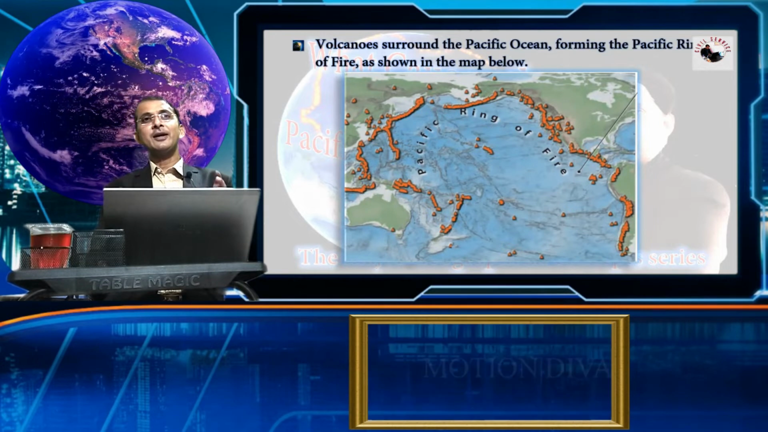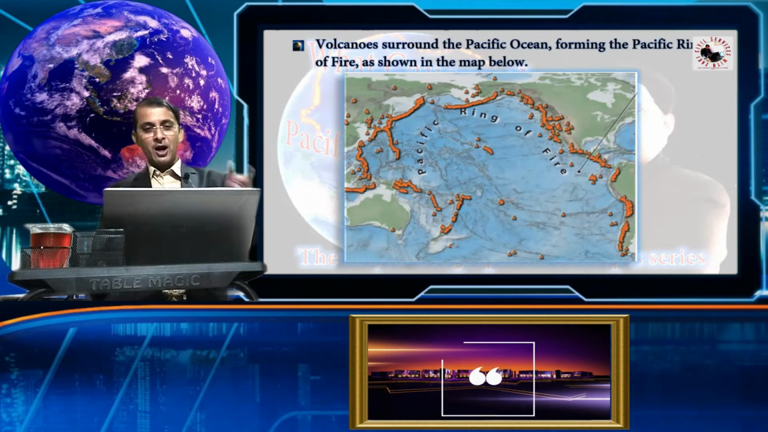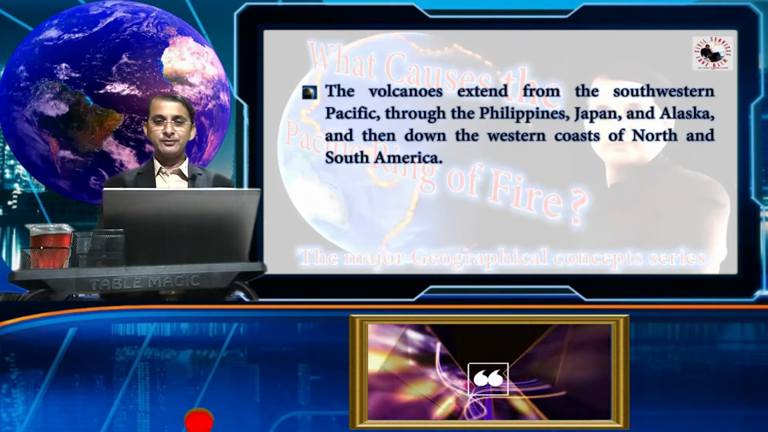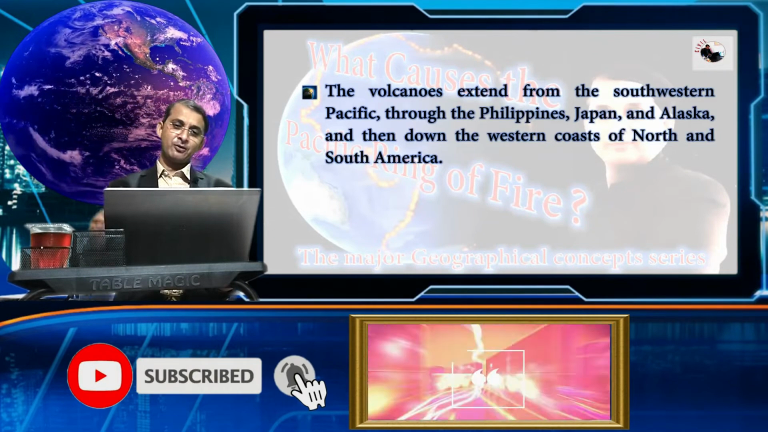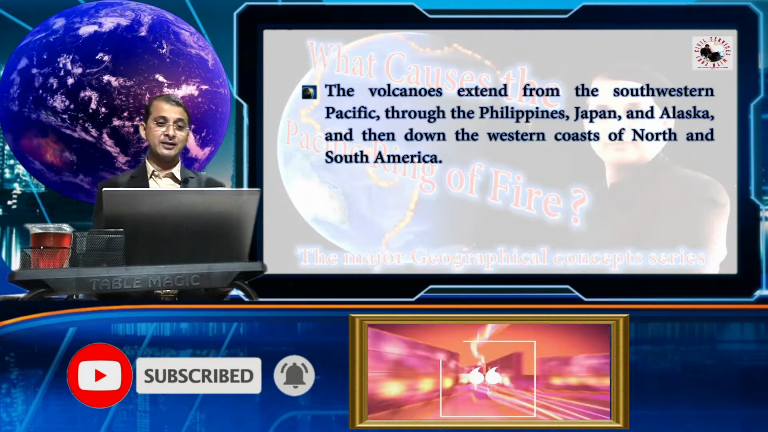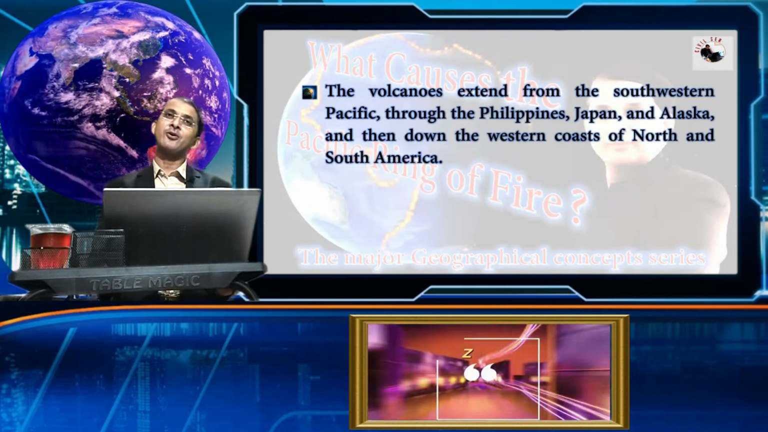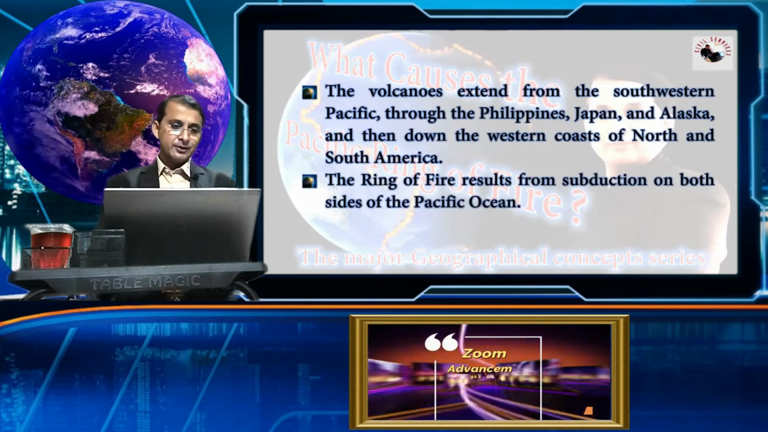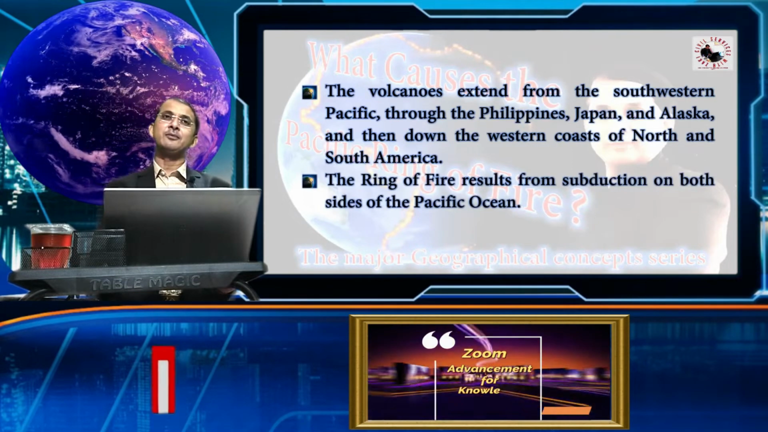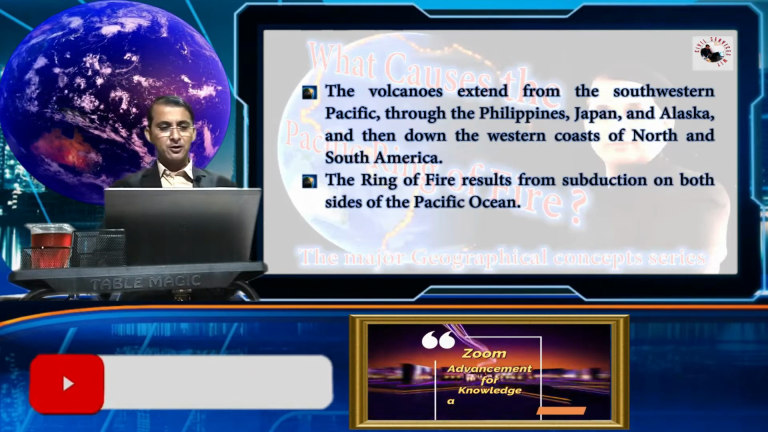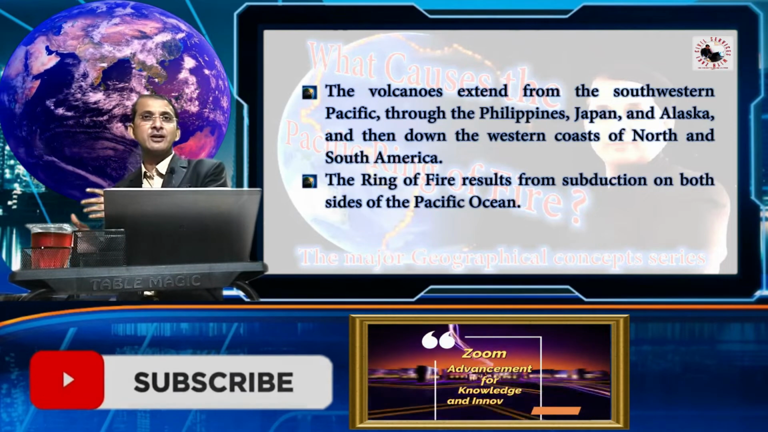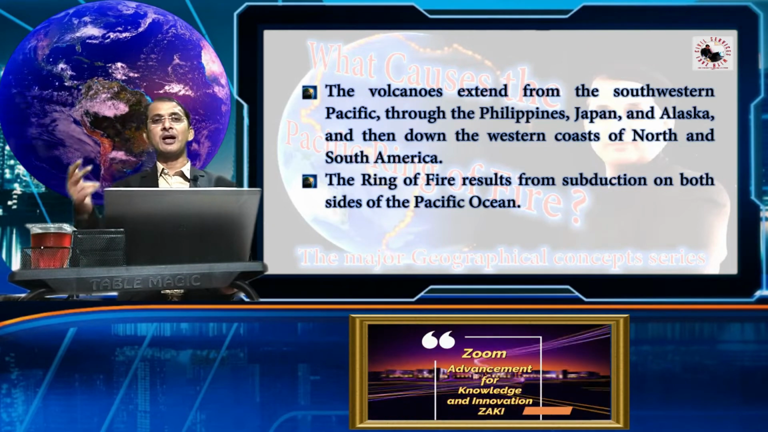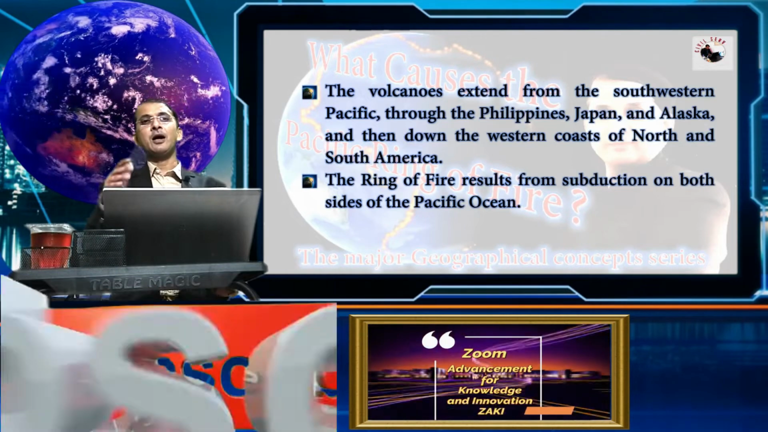So why does this Ring of Fire happen around the Pacific Ocean? See here, the volcanoes extend from the southwestern Pacific through the Philippines, Japan, Alaska, and then down to the western coast of North and South America. It is a chain, as we see in the figure. The Ring of Fire results from the subduction on both sides of the Pacific, eastern and western, of the Pacific plate and other microplates.